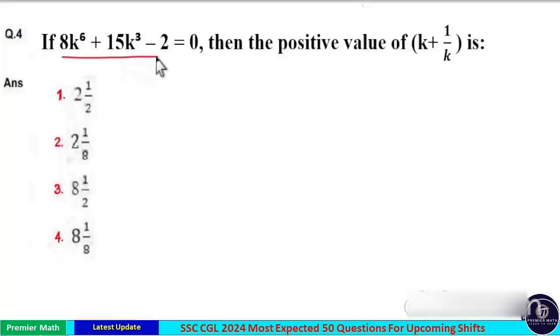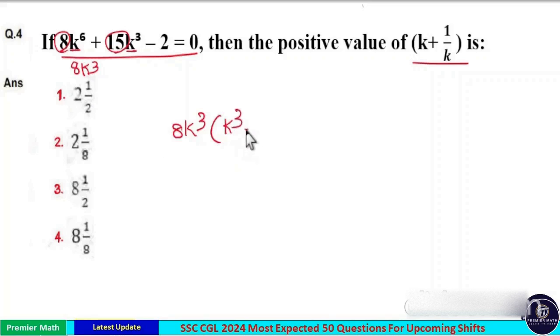If 8k raised to 6 plus 15k cube minus 2 equal to 0, then the positive value of k plus 1 by k is. Here, in order to solve this, take a common factor outside of this equation. This is k raised to 6 and this is k cube. So k cube is common. And this is 8 and this is 15. 8 is common. So take 8k cube outside.